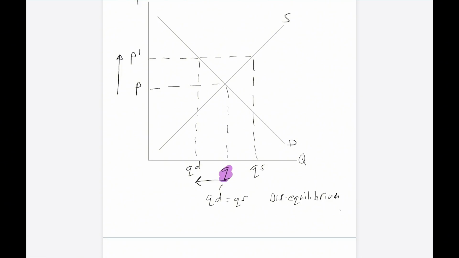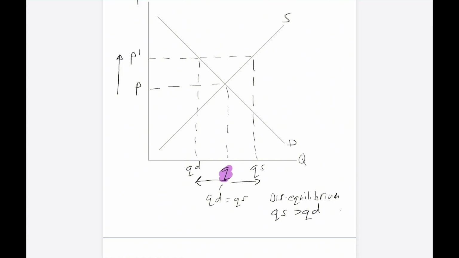But now, because of the increase in price, firms are going to be more willing and more able to supply the product. So quantity supplied increases from Q to QS. So now the market is in disequilibrium because the quantity supplied is now greater than the quantity demanded.